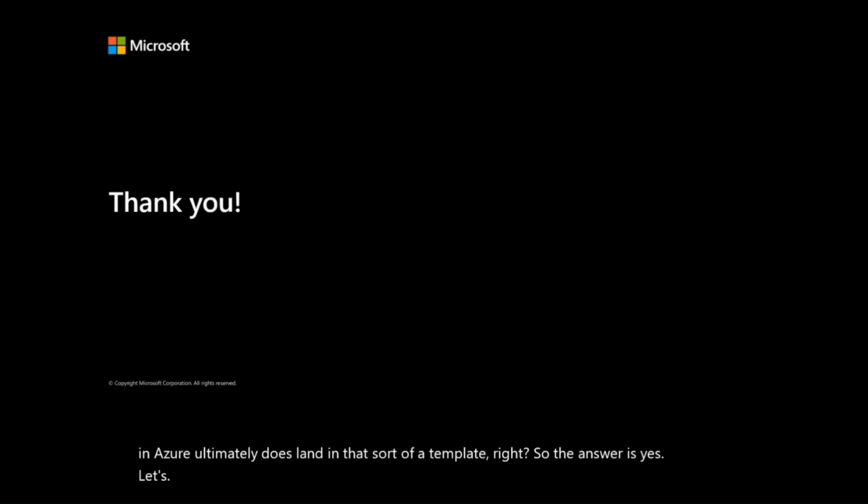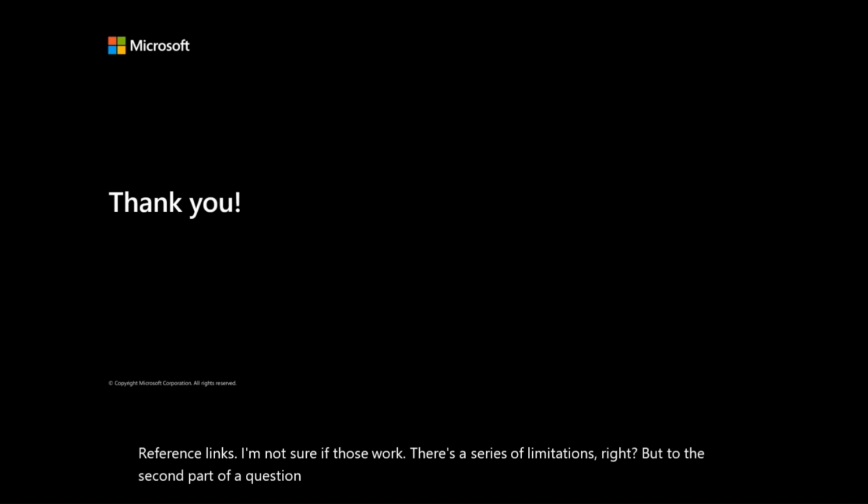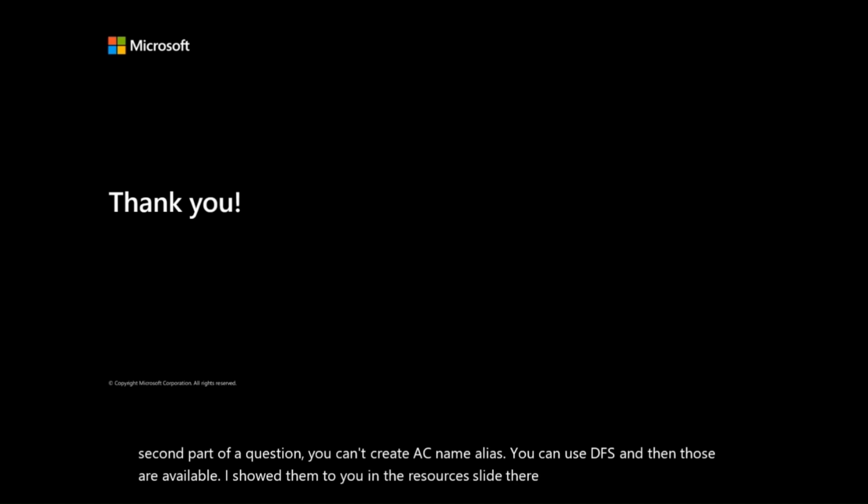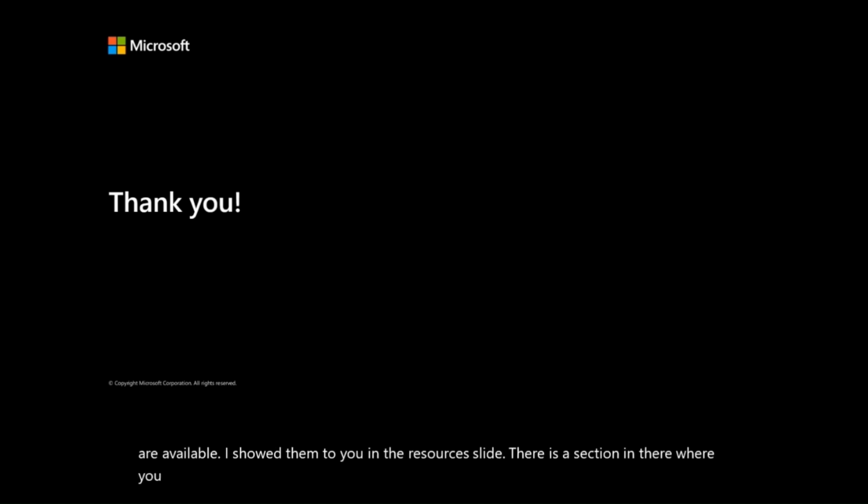There's a question about migrating reference links. I'm not sure if those work. There's a series of limitations, right? But to the second part of the question, you can create a CNAME alias. You can use DFS, and then those are available. I showed them to you in the resources slide. There's a section in there where it actually explains exactly how you can provide this.